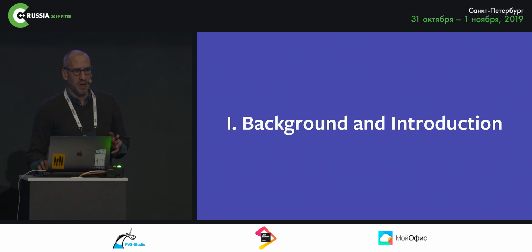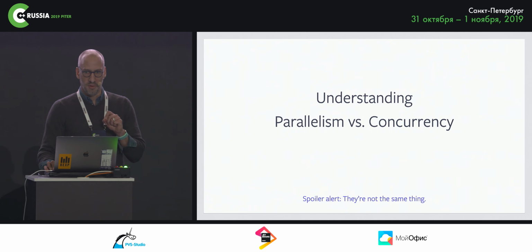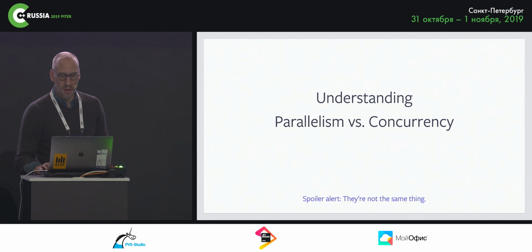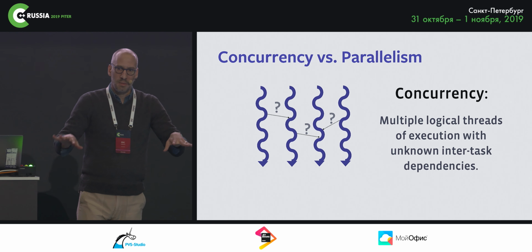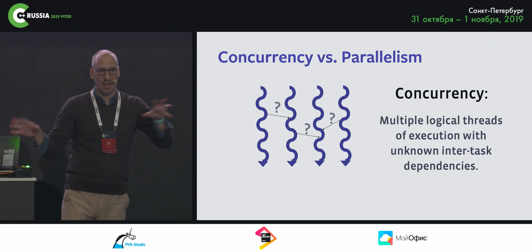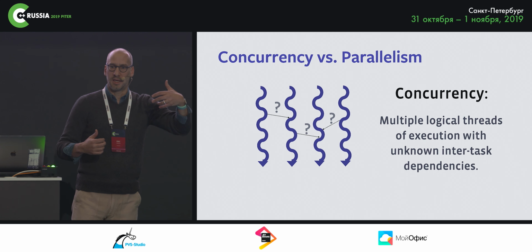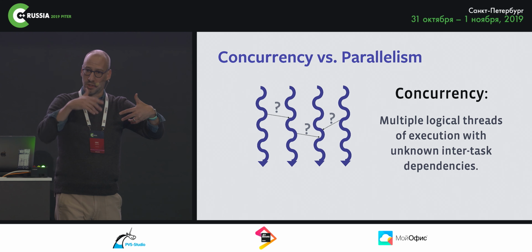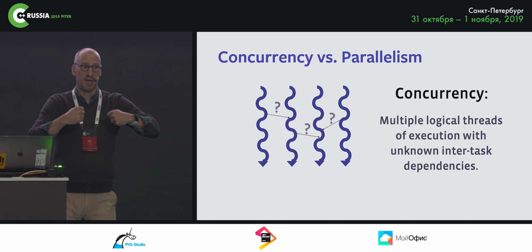I'm going to run through some really quick background information about what concurrency and parallelism are. They're not the same thing. So when I say async, I mean both concurrency and parallelism. With concurrency, there are multiple logical threads of execution, multiple tasks that are going to execute at the same time, and there may be some dependencies between them. Maybe one task is blocking on a mutex that the other thread of execution is going to try to acquire. So they are communicating with each other through some mechanism.